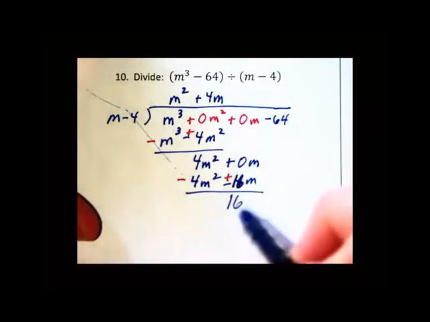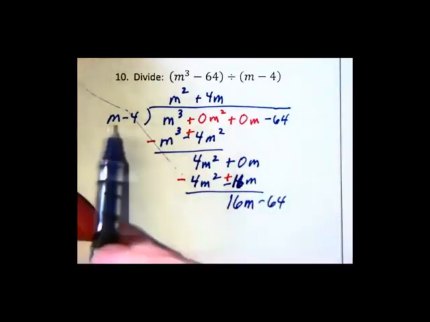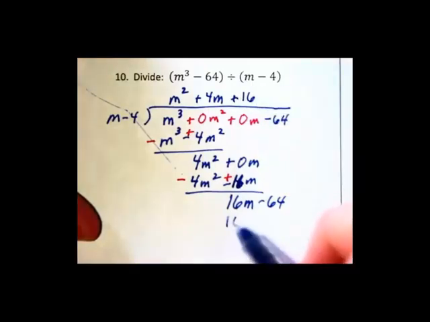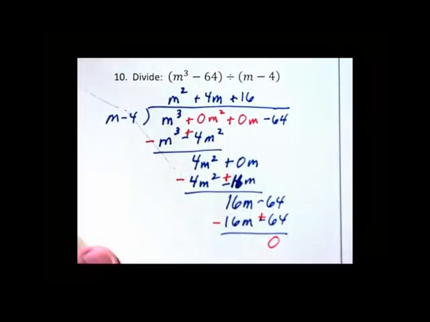Adding down gives us 16m minus 64. And now m times 16 up above gives us this 16m minus 64. And I'm just going to double check these signs down here and see that we have a remainder of 0. So what we have up on the top is the quotient.